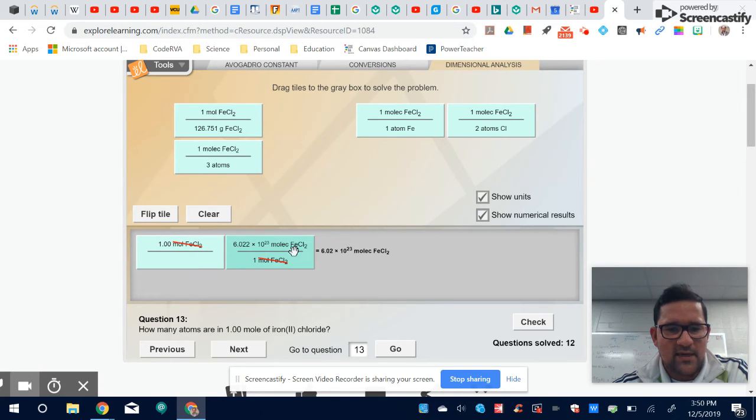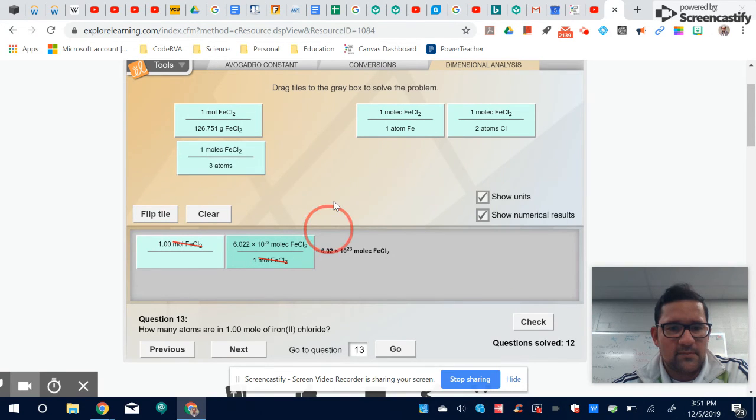Okay, now let's take a look at iron 2 chloride very carefully. This is a molecule of iron 2 chloride, FeCl2. That's the molecule of iron 2 chloride. But how many atoms does a single molecule have? It has 1 iron and 2 chlorines. 1 iron and 2 chlorines means it has a total of 3 atoms. So 1 molecule has 3 atoms. They're asking you for how many atoms. So now we've got to go from molecules to atoms.